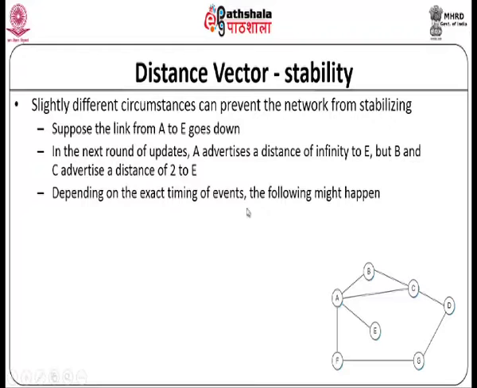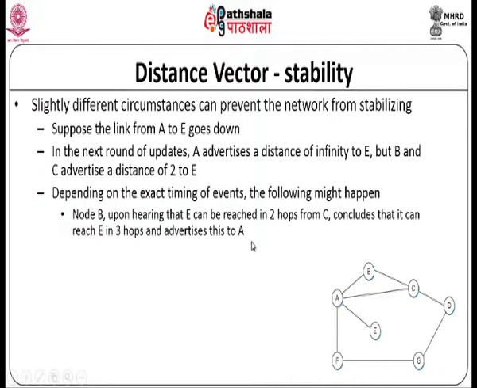Now, depending on the exact timing of events, look at what could happen. Node B, on hearing that E can be reached in 2 hops from C, will conclude that it can reach E in 3 hops and advertise that information to A, because it got some information from C, not from A. From A it got a distance of infinity, but from C it got a distance of 2.